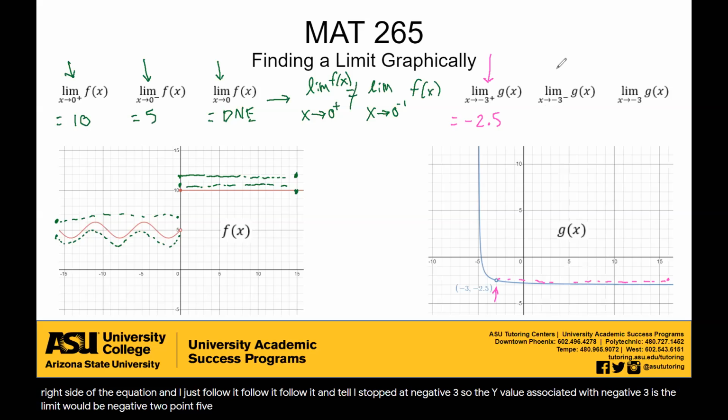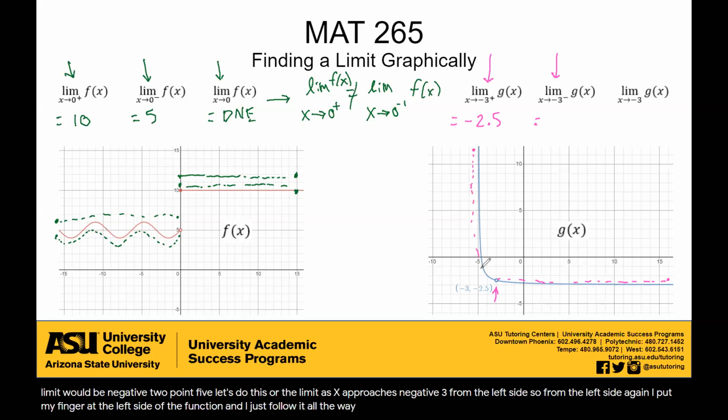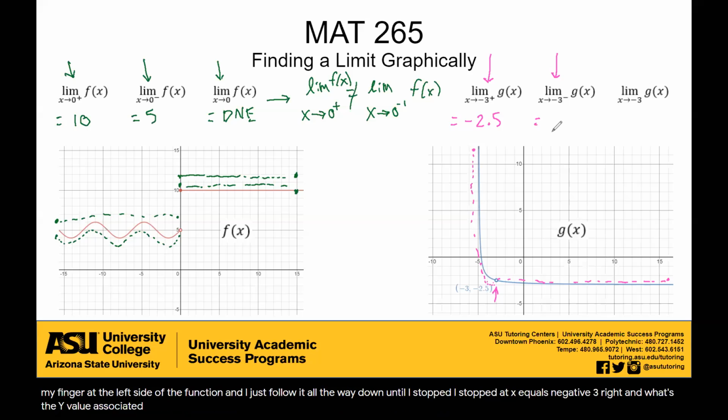And let's do this for the limit as x approaches -3 from the left side. From the left side, again, I put my finger at the left side of the function, and I just follow it all the way down until I stop. I stop at x equals -3, right? And what's the y value associated with that? It's also -2.5.